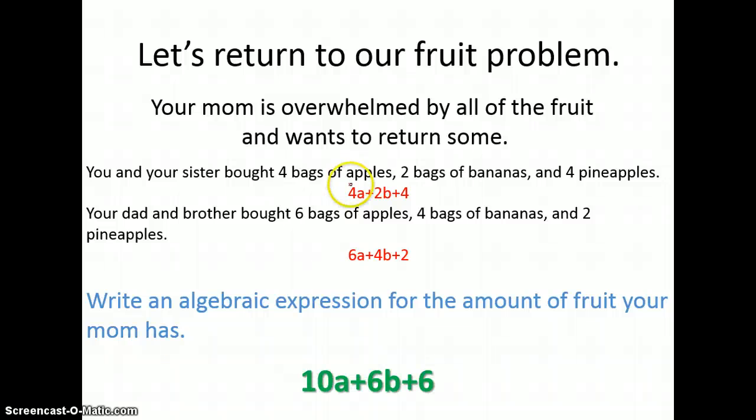I'm going to look and say she has 4 bags of apples plus 6 bags of apples to give you 10 bags of apples. I can't combine that with bananas because the bags of bananas may have a different number of fruits in them. So I'm going to add 2b plus 4b to combine that and get 6b. Now I'm going to count my pineapples. Between you and your sister, you had 4, and your dad and your brother had a combined total of 2. So when I put those all together for your mom, she has 6 pineapples. So in total, she has 10 bags of apples plus 6 bags of bananas plus 6 pineapples.